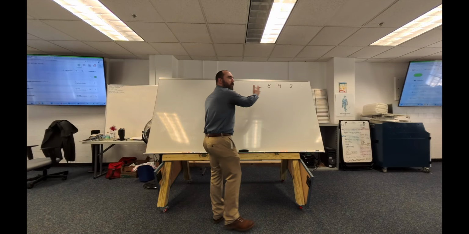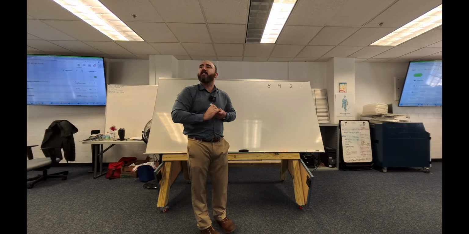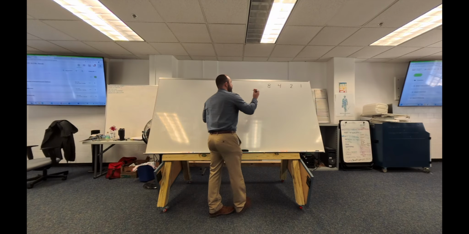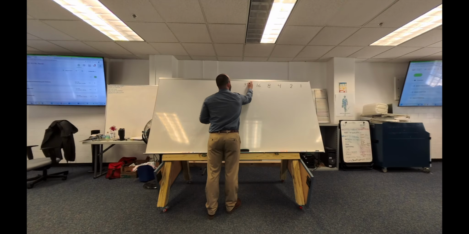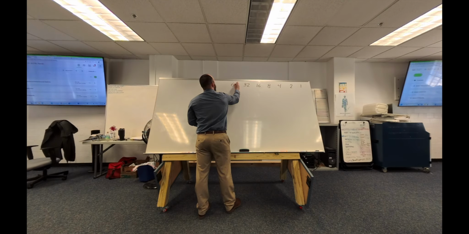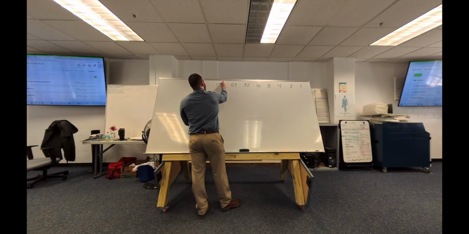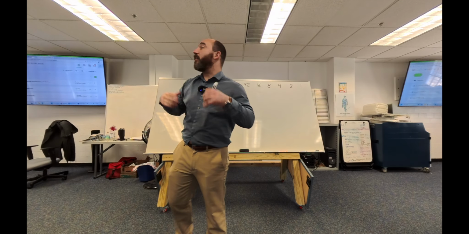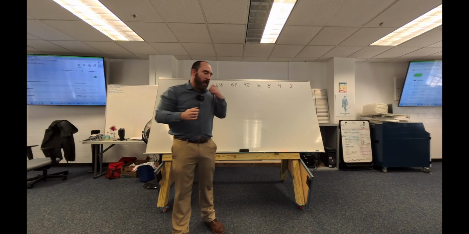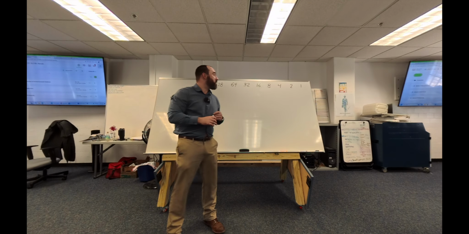What is this number doing? It's doubling, right? So what would the next one be? 16. The next one would be? 32. The next one would be? 64. And the next one? 128. So this is our number line. You're going to need to know this very well.